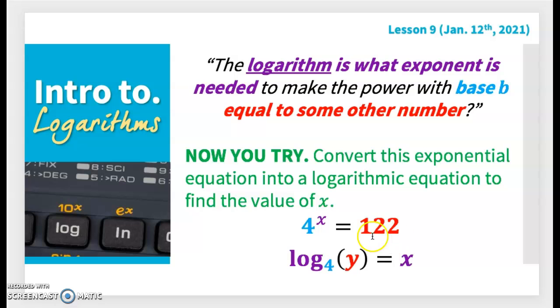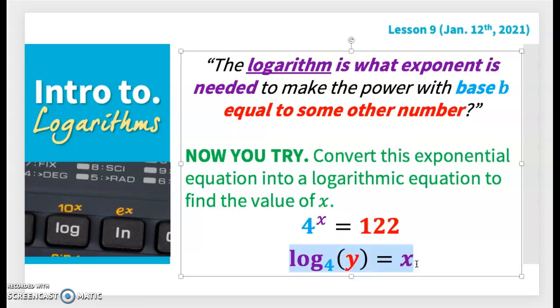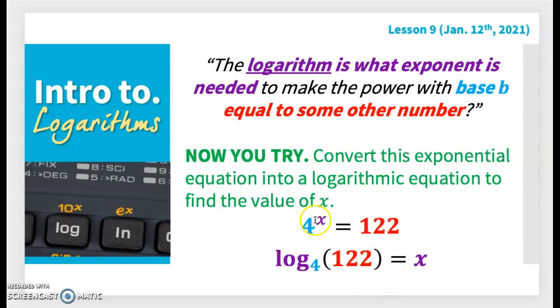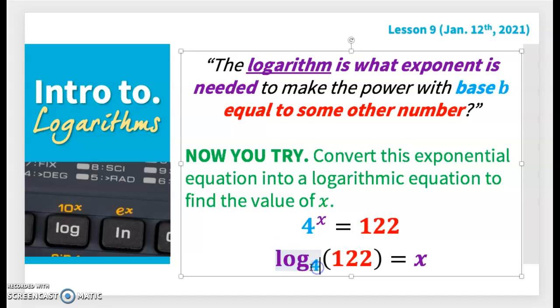Remember, the idea is we're trying to figure out what exponent we raise this base to in order to get this number. So in the logarithmic equation we say log of base 4 to get to this number. That's the number we're looking for, so we substitute that number in there. So this is our equation. Again, this is read aloud as the logarithm of base 4 of 122 is x. Another way of saying it is the logarithm with base 4 of 122 is x.